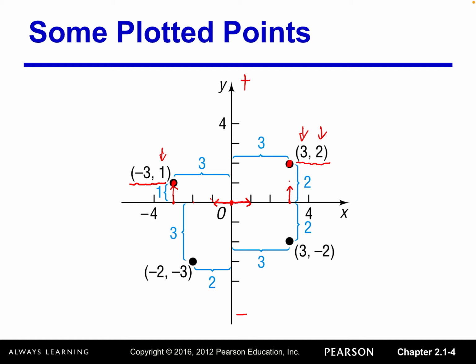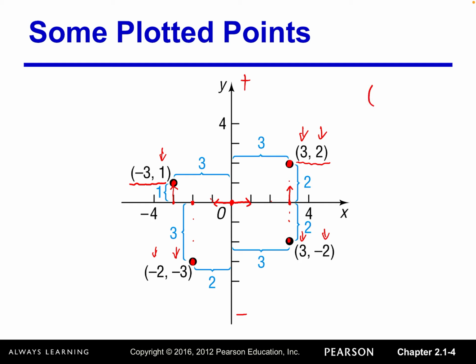If you want to plot the point (-2, -3), go back to the origin and read the x coordinate, negative, so go to the left-hand side 2 units, and then read the y coordinate, -3, so your pen goes downwards 3 units. That's how we got this point. Similarly, (3, -2): go back to the origin, read the x coordinate, +3, move to the right 3 places, and then read the y coordinate, -2, going down 2 units. That's how we got this.